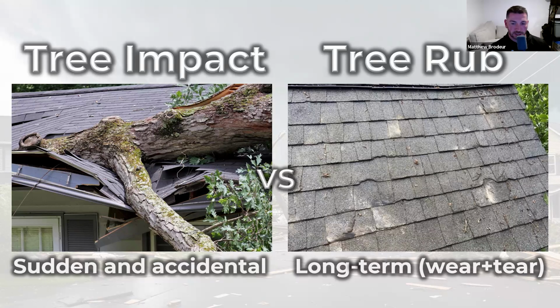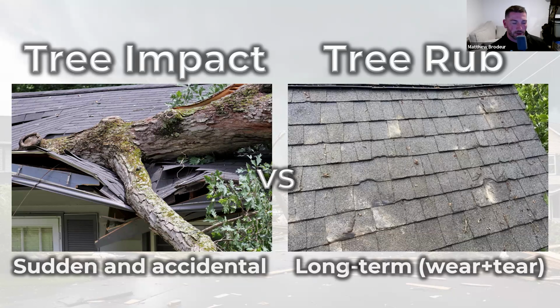Tree rub damage is considered wear and tear. It's a long-term issue. Insurance companies don't cover it. And you can kind of tell by looking at it that the edges of those torn shingles are a little bit softer. It looks like that's happened from getting rubbed and rubbed over a long period of time. That's not like a tear.